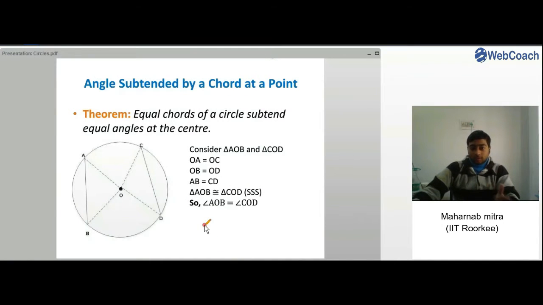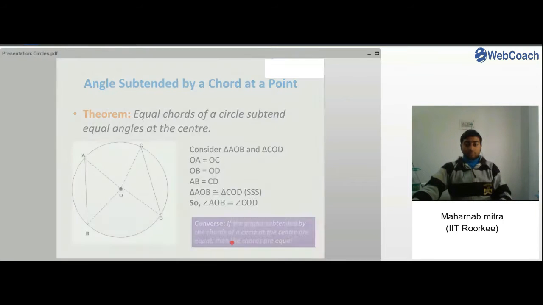So from this, by CPCT, we can get angle AOB equals angle COD. Corresponding parts, as they are overlapping onto each other, we can easily say these two angles must also be equal, the corresponding parts of congruent triangles. So we have proved that equal chords subtend equal angles at the center.